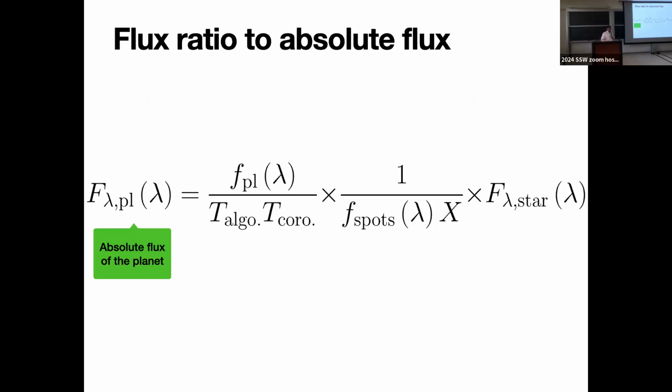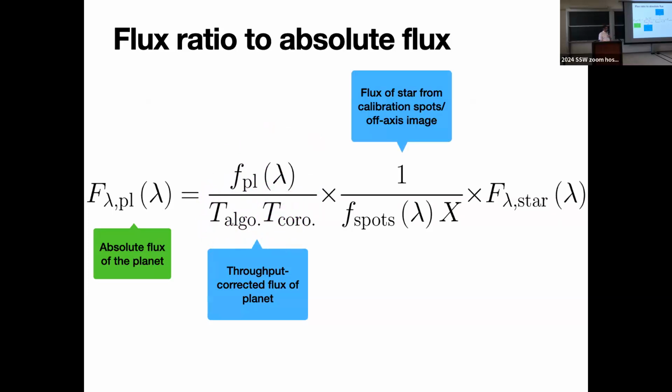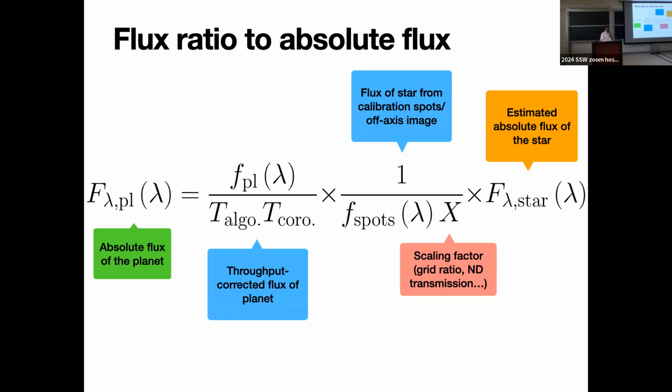So then, with all this information in hand, we can then compute what is the absolute flux of the planet. We can take the throughput corrected flux of the planet. So this is the flux of the planet in data number divided by these throughput terms. We then have the flux of the calibration spots or the off-axis image multiplied by this scaling factor, which accounts for the grid ratio or the ND transmission, for example, and then multiplied by the estimated absolute flux of the star. And this gives us the flux of the planet at the wavelength we desire, or over the filter bandpass we desire.